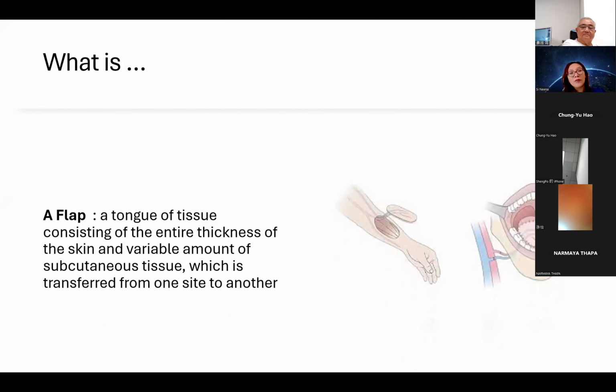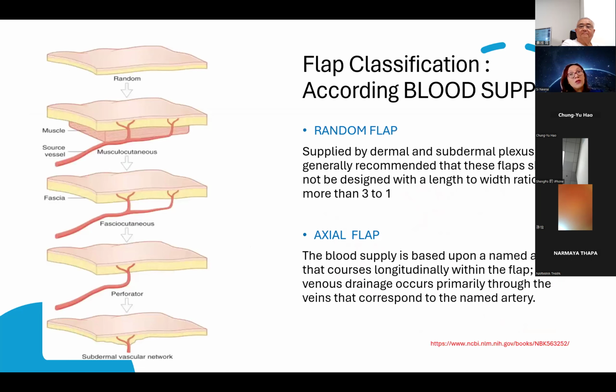So what is a flap? A flap is a tongue of tissue, consisting of its entire thickness. It can consist of skin with subcutaneous tissue, and it can be transferred from one site to another. According to blood supply, we can have a random flap. A random flap is when you don't even see the pedicle of the vessels of the flap. You just randomly move it around to close your defect.